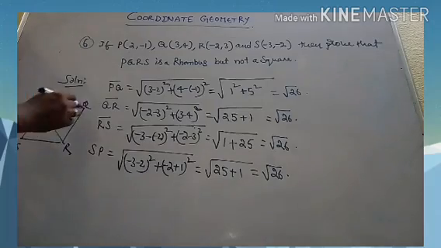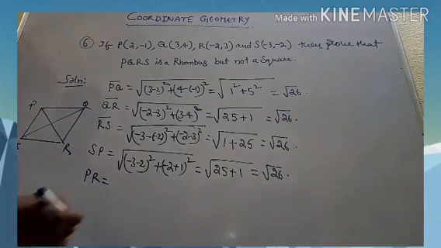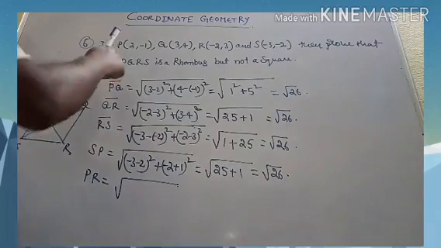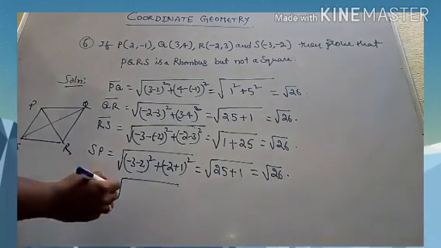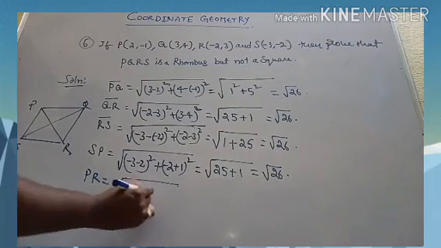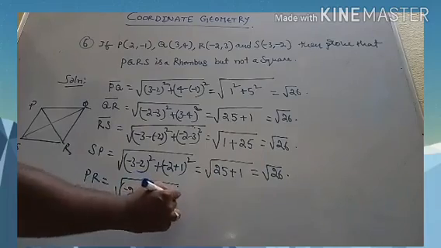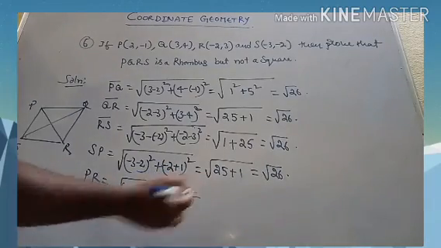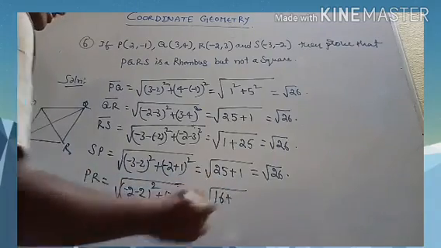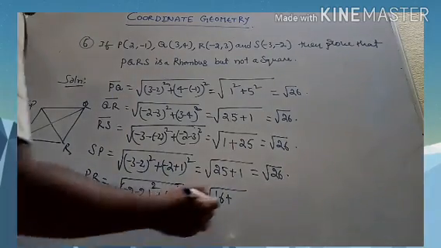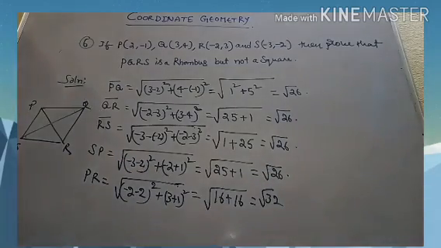If you find PR here, P and R: (x1, y1) you take this and R you take as (x2, y2). Then (-2 minus 2) whole square, like this, plus (3 minus of -1), 3 plus 1 whole square, you have like this. That is nothing but square root of 16 plus 16, that is root 32 you have got here. One of the diagonal lengths you got as root 32, like this, right?